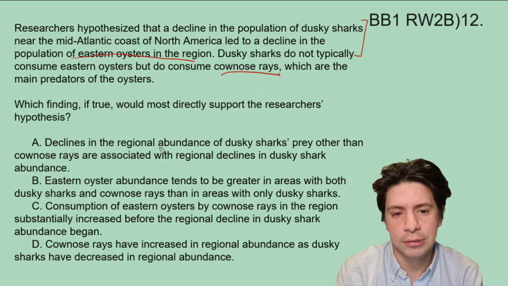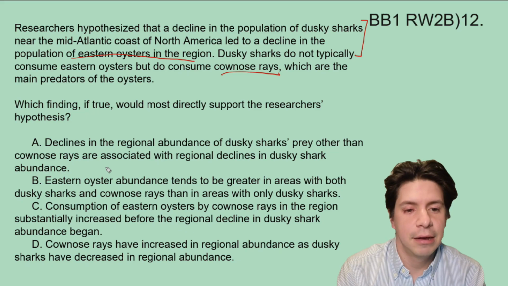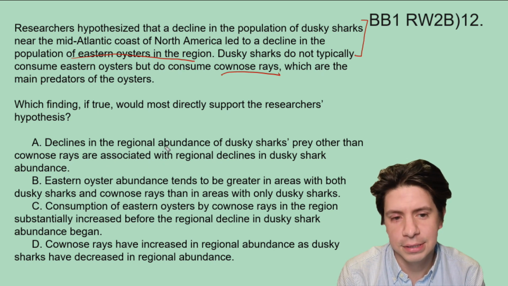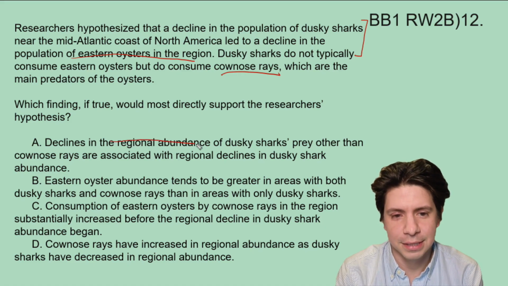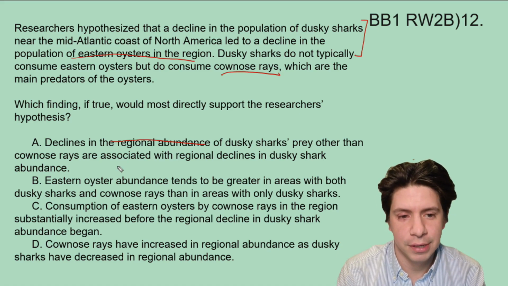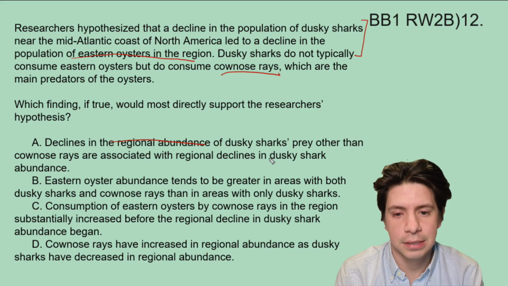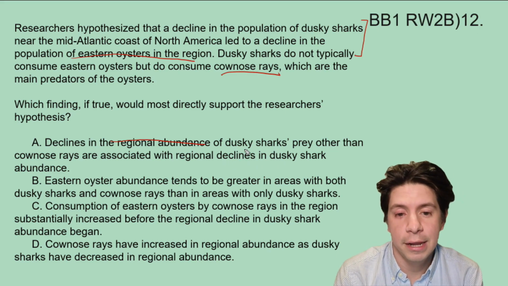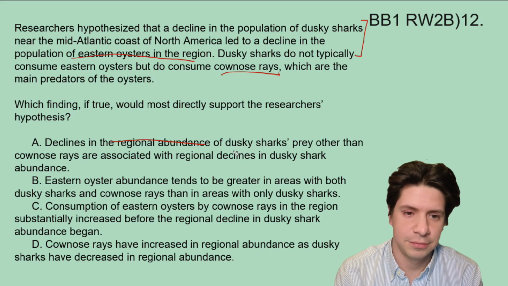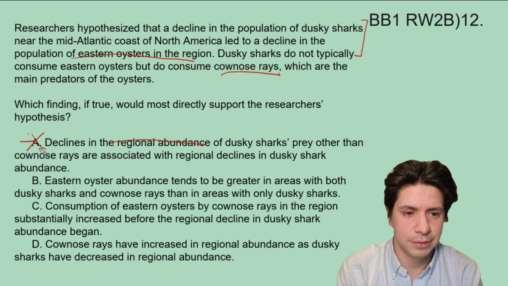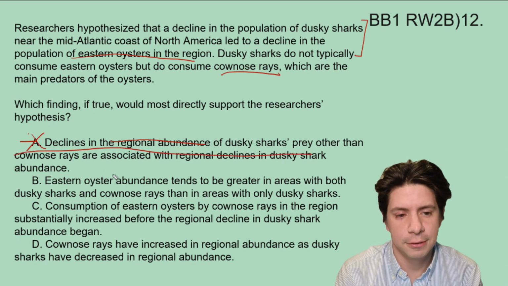A: Declines in the regional abundance of dusky shark's prey other than cownose rays are associated with regional declines in dusky shark abundance. Okay, regional abundance is not very important. It's just saying in a certain area. So this is just talking about the connection between other prey for dusky sharks and dusky sharks, not between oysters, because we don't know if the other prey eats the oysters or not. So I'll just eliminate A. I'm pretty confident that will be it.